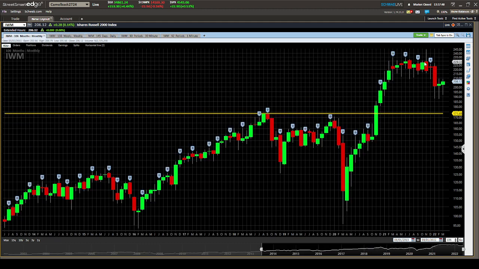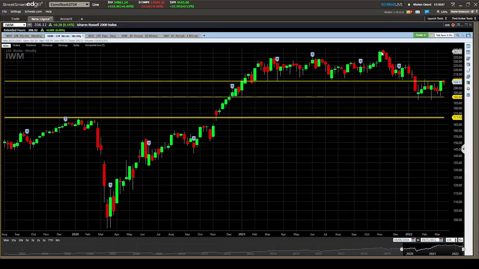Here's a beautiful example. This is the monthly on Russell. They spent, what, a year? 1, 2, 3, 4, 5, 6, 7, 8, 9 months in balance. They exploded out of it by $11. Spent no time up there, though. In fact, where is that? Here it is right here. They exploded out of it. Spent 1 week, 2 weeks. That's it. But you're going to have the time to get on board one way or the other when you break out of that balance.